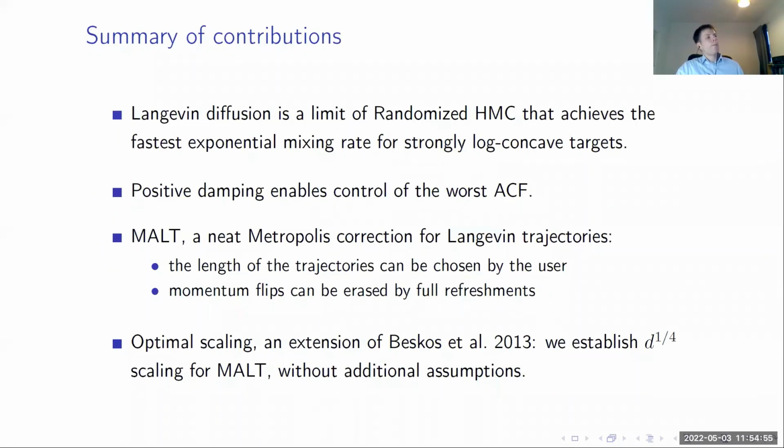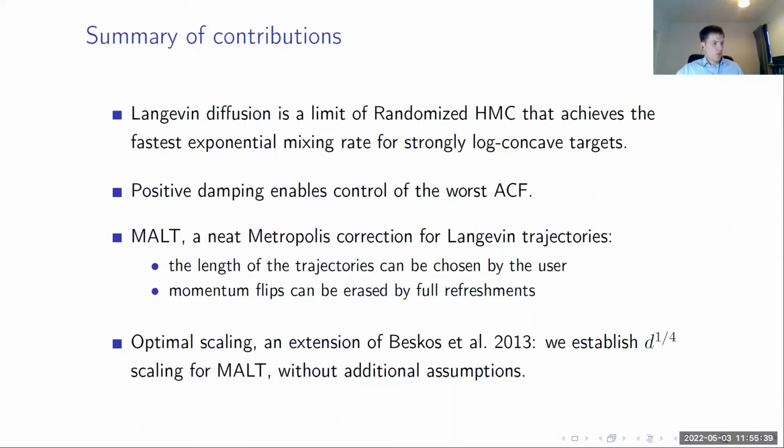All right. To summarize, we present the Langevin diffusion as a limit of randomized HMC that achieves the fastest exponential mixing rate for strongly log-concave targets. We have illustrated that a positive choice of damping can enable control of the worst ACF and therefore enable robustness of tuning the integration time T. We present an algorithm named Metropolis adjusted Langevin trajectories, or MALT, as a neat Metropolis correction for these kinetic Langevin trajectories, because the length of the trajectories can be chosen by a user first, but also because the momentum flips can be erased by full refreshments, as opposed to what happens for GHMC.